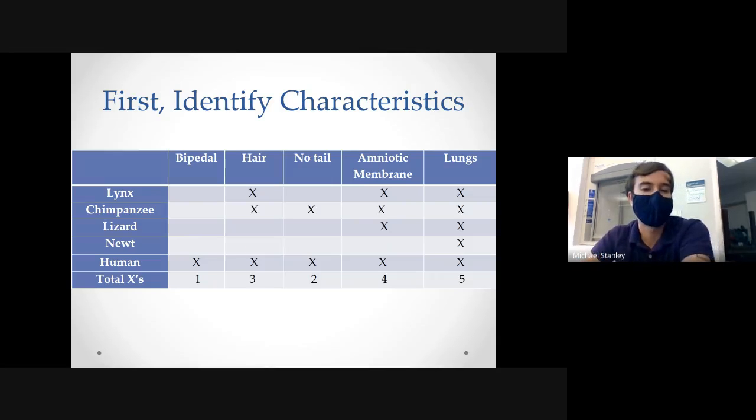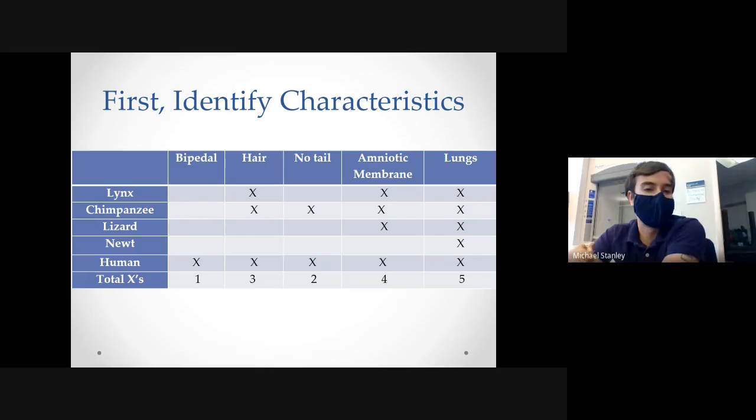Mm-hmm. Exactly. Again, we can't really use these numbers down here anymore to count. So instead, we just have to look across each organism. And newts only have one shared characteristic. They only have lungs, but none of this other stuff. So newt would be our first organism. So newt is up first. It's our most simple, our least similar.